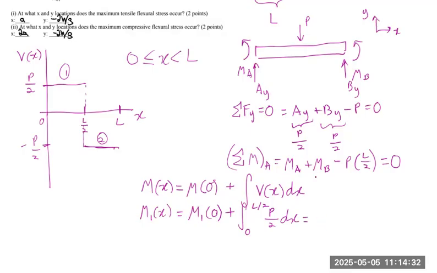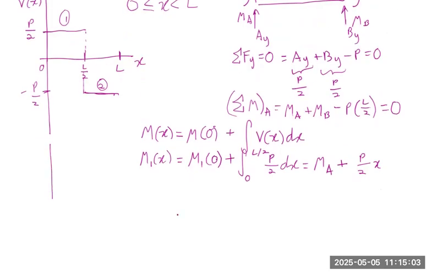Because a fixed end prevents rotation in this direction or that direction, but a pin does not. So we will get MA plus P over 2 x as our general equation. So we can see from this equation already that our moment diagram is going to have a positive slope. So if we graph our moment diagram, it's going to look something like this.